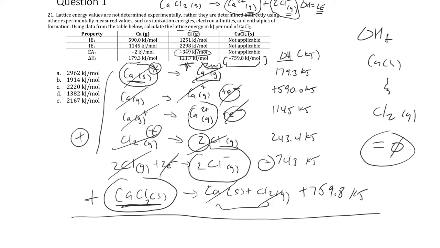Closest to 2167. Maybe I put something down wrong. Why is it not exact? It's not that big of a deal. I'll just do this one more time. 179.3 plus 590 plus 1145 plus 243.4 minus 748 plus 759.8. Yeah, so I get plus 2169.5. Closest number here is 2167.